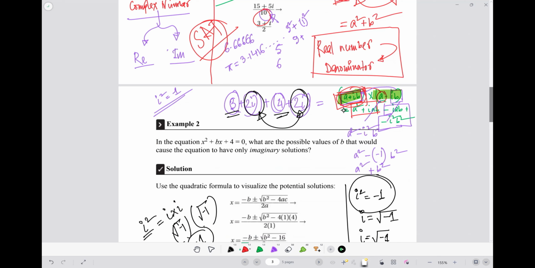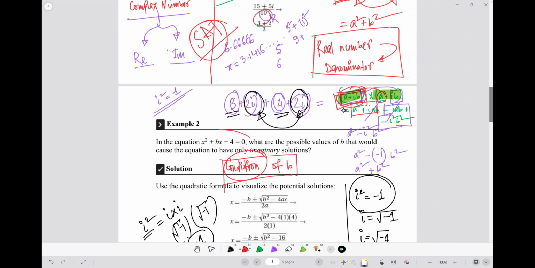What is the condition on b? That is our main goal.